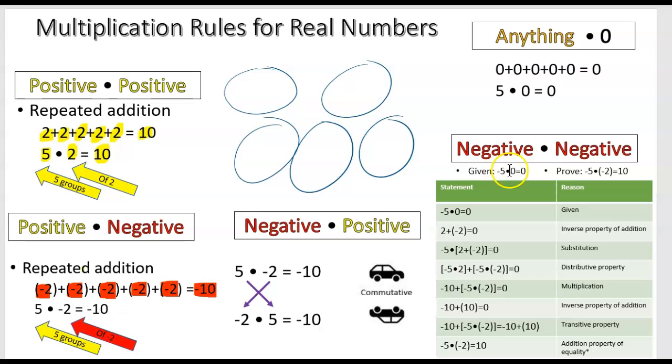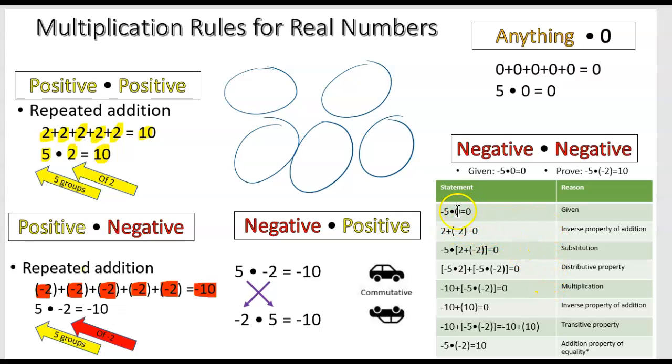So I'm just going to give this given statement because it is true. Anything times 0 is 0. So I'm going to start with -5 times 0 is 0. Okay, given. Well, that's what we're starting with. So right here, I'm going to throw this in. 2 plus a -2 is equal to 0 because that's the inverse property of addition. We know that that's the additive inverse: any number plus its opposite is equal to 0.